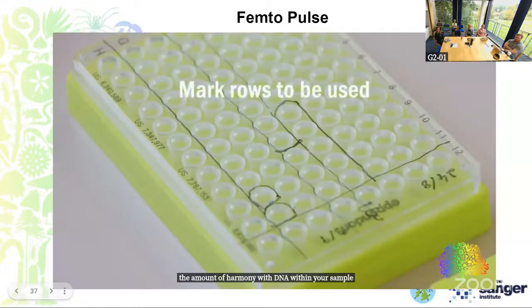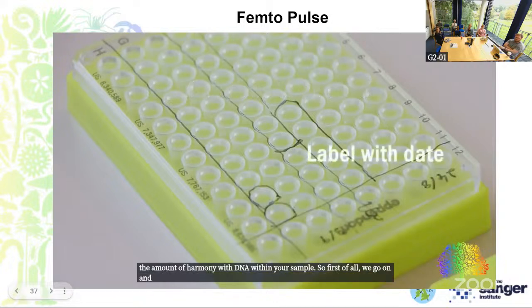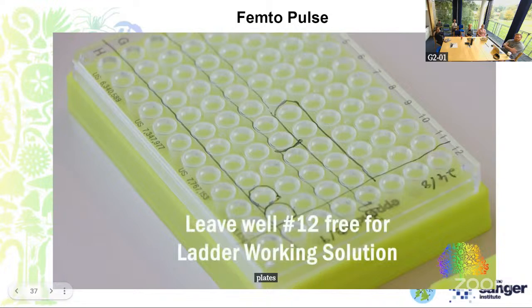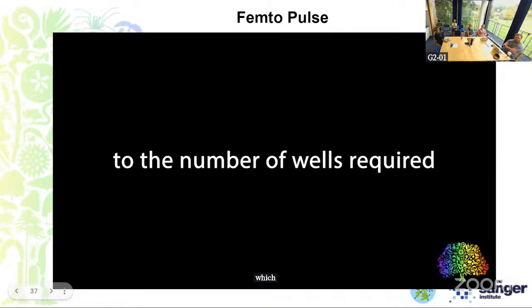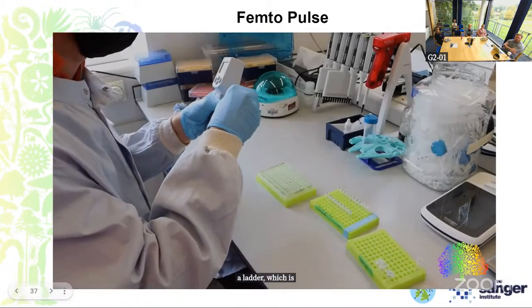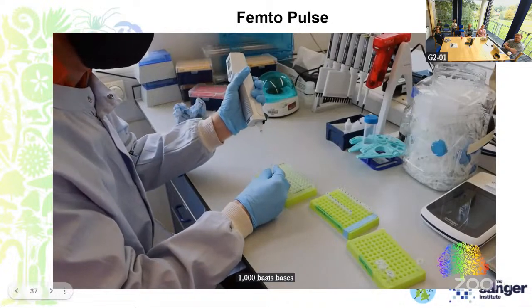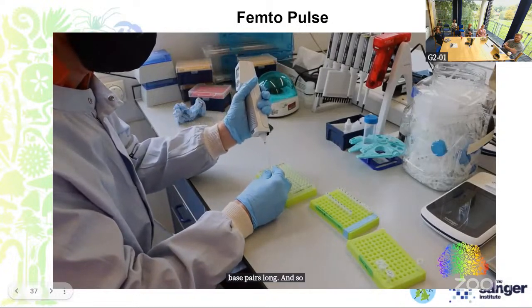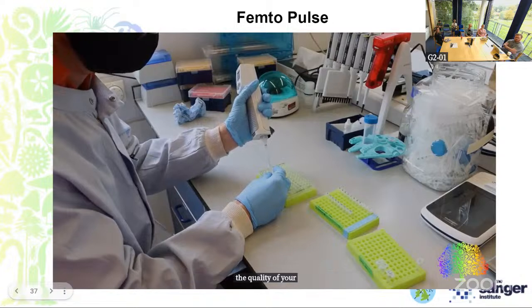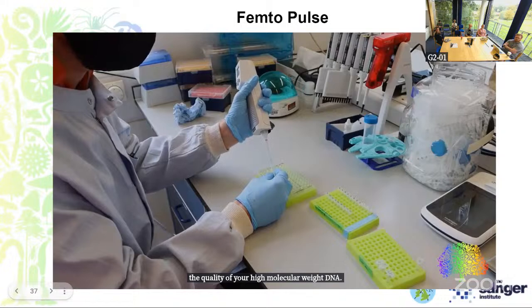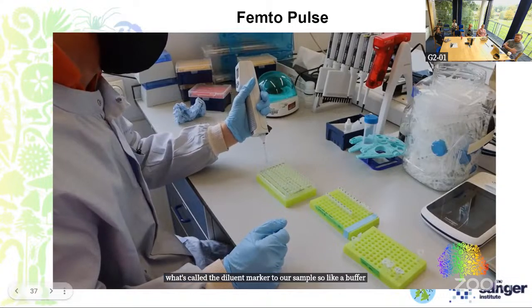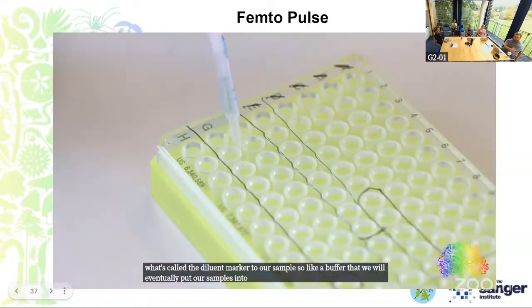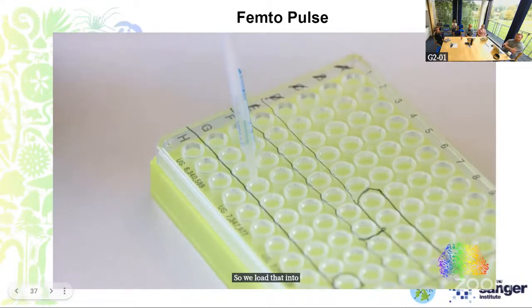So first of all, we work in these Eppendorf plates where we have 11 samples per row plus a ladder in row 12, which is 165,000 base pairs long, and so that can give you a good indication of the quality of your high molecular weight DNA. We start by adding what's called the diluent marker, like a buffer that we will eventually put our samples into. We load that into each of the sample wells.